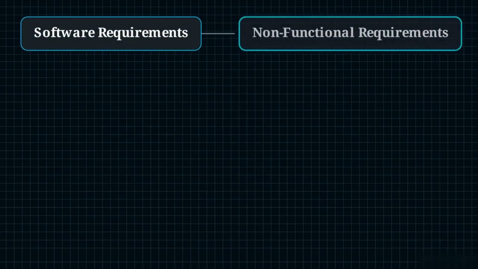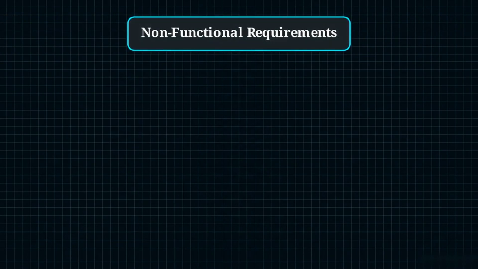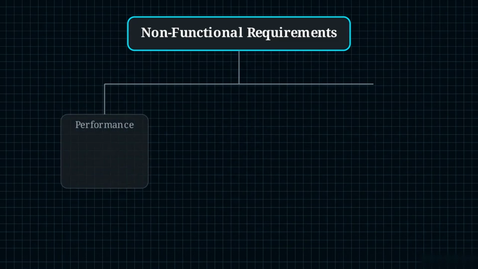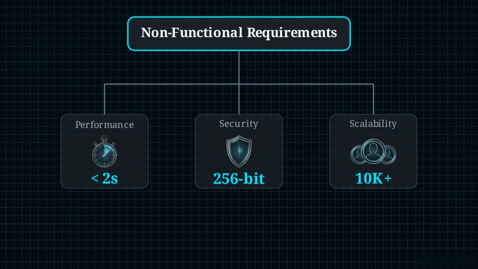The second category is non-functional requirements. Instead of describing specific features you click, they describe how well the software performs. These are the underlying qualities, the things happening behind the scenes to make the experience good. For our shopping app, a non-functional requirement might be that every page must load in under 2 seconds, that all credit card data is encrypted, or that the app stays running even if 10,000 people use it at once.